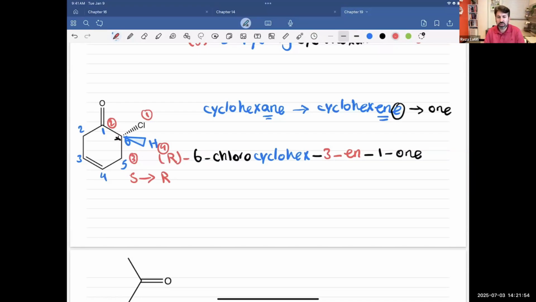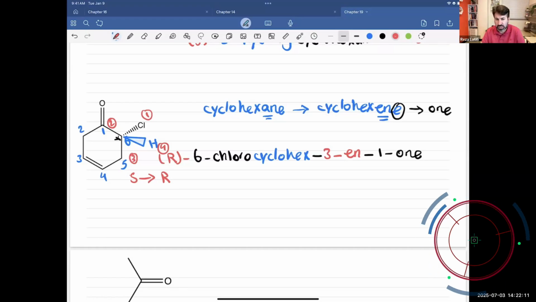Chlorocyclohex, and then 3 en, dash 1 dash O-N-E, or technically, like chlorohexenone. Like I did not say the position of each functional group.